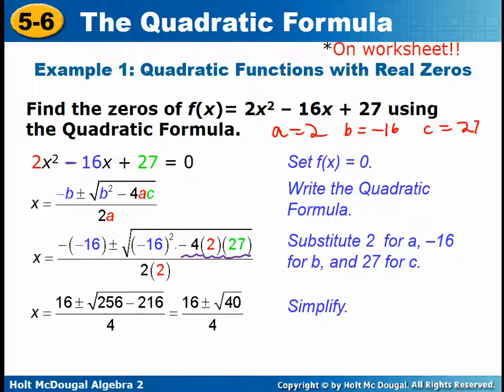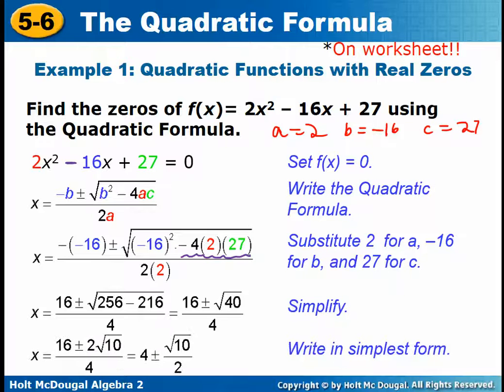Now that's not done yet. We can simplify even more. You can simplify the square root of 40. The square root of 40, remember simplifying radicals, that's the same as, let's see, 4 times 10. So that'd be the square root of 4 times the square root of 10. The square root of 4 is a perfect square. So we'd have 2 times the square root of 10. So where we had this, it becomes 2 square root of 10.